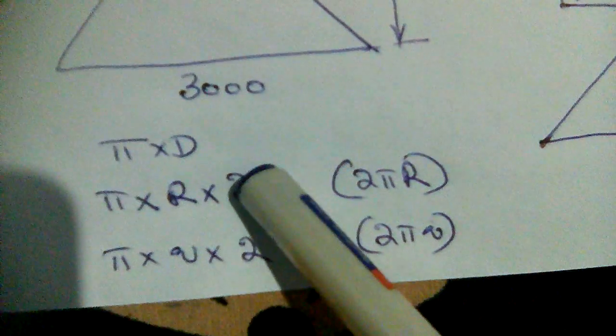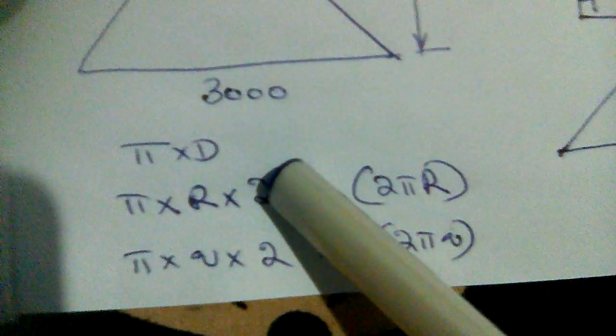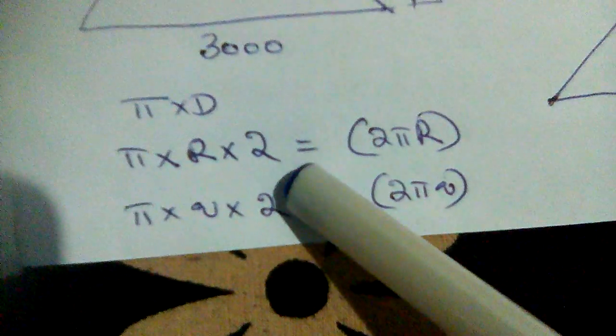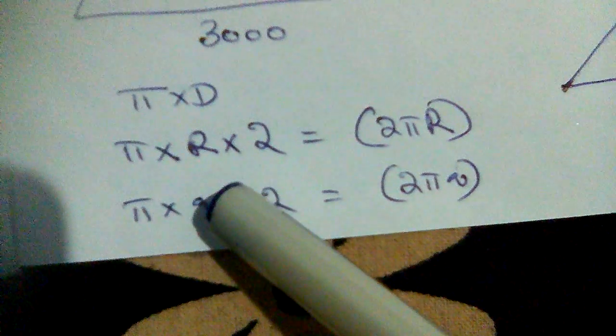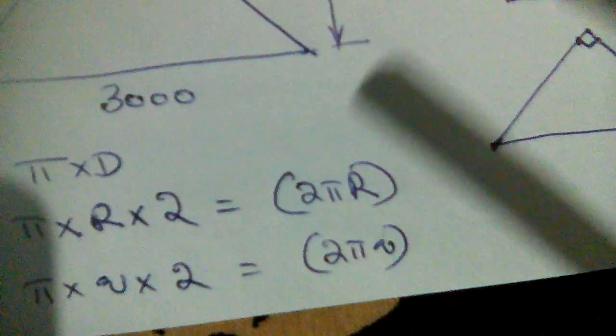We shall use this formula when we calculate major perimeter, and we shall use this formula when we calculate minor perimeter. Both are same. Here is also pi into r into 2. Here is also pi into r into 2. Here I have written capital R, here I have written small letter r. That is the difference only. Both are equal to 2 pi r. Here also it is equal to 2 pi r. Okay.